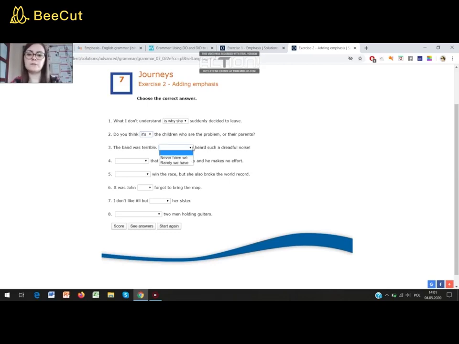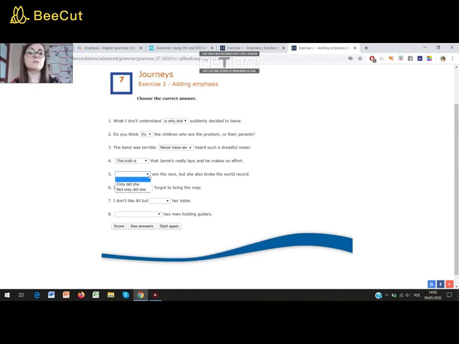The band was terrible. Never have we heard such a dreadful noise. And here we are talking about inversion. Yes, we should use it. Number 4. The truth is that Jamie is really lazy and he makes no effort. So the truth is, the other question doesn't fit here at all. So the truth is. Number 5.